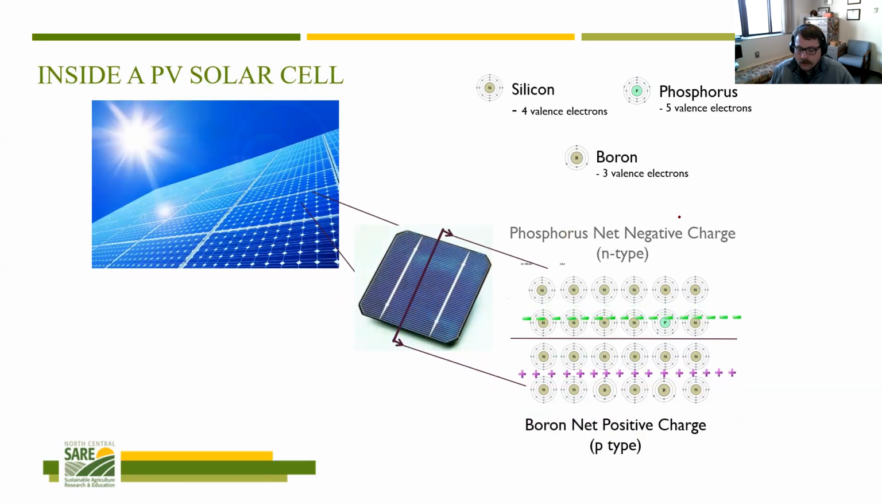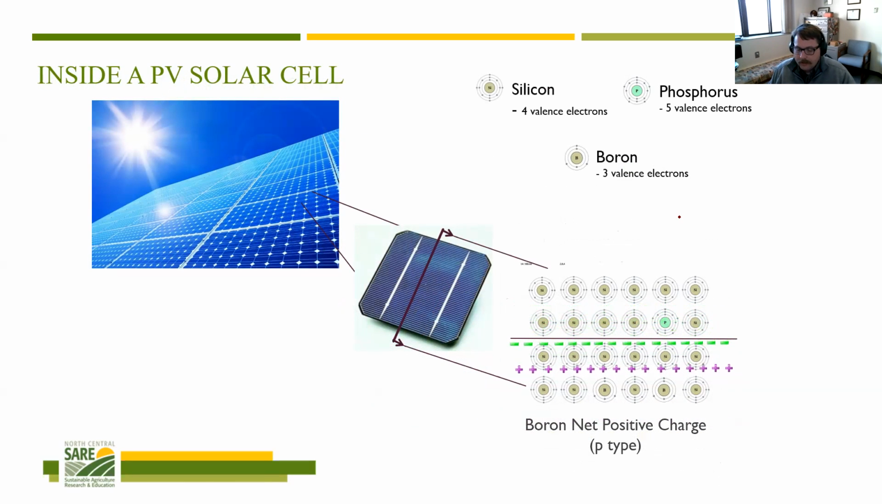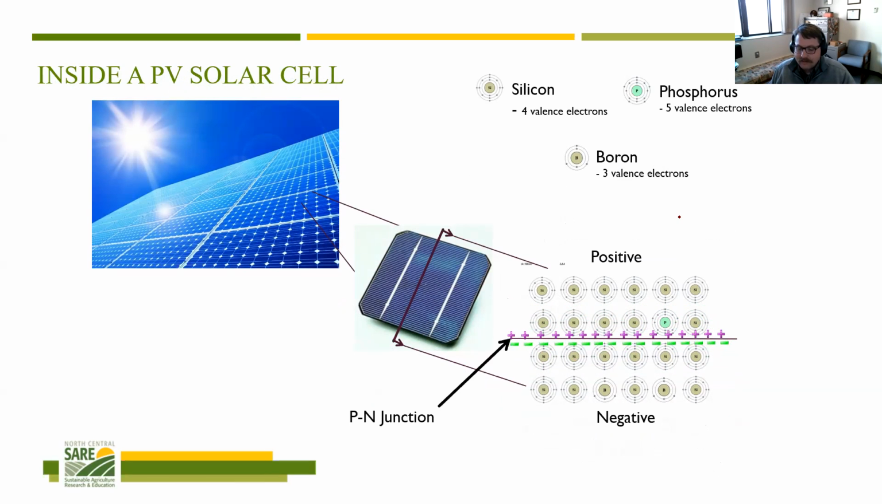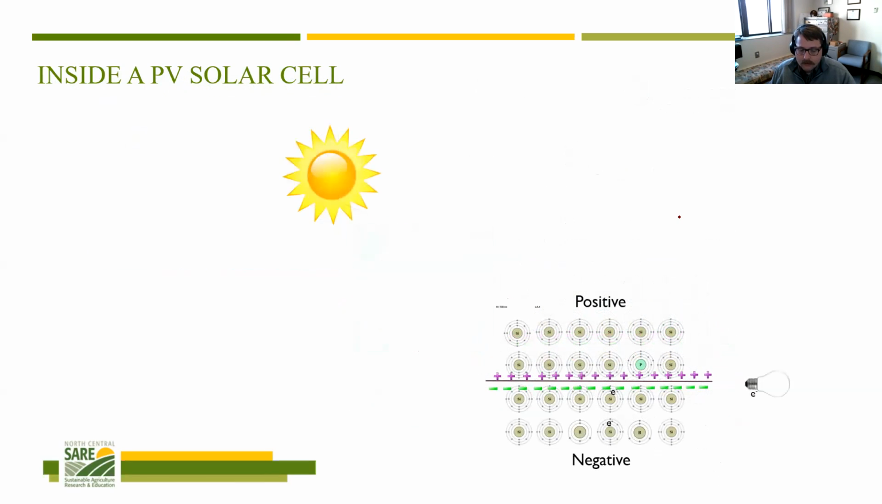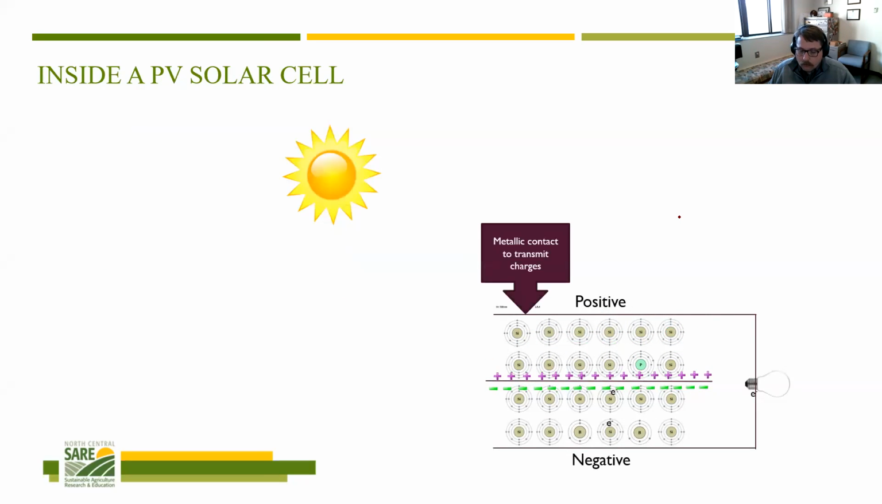Those charges pull on one another and essentially end up creating an electric field in the center called the PN junction, a positive negative junction within that solar cell. This is where the fun stuff happens, where we're going to put in a metallic contact. We're going to put in a little tiny wire that's going to catch those electrons now that they know which way to go, because there's an electric field now.